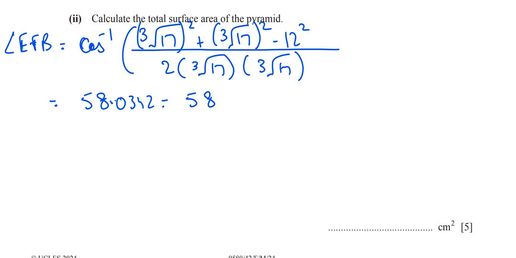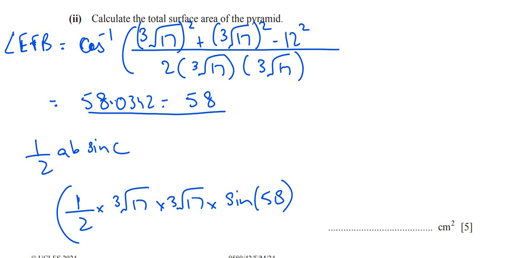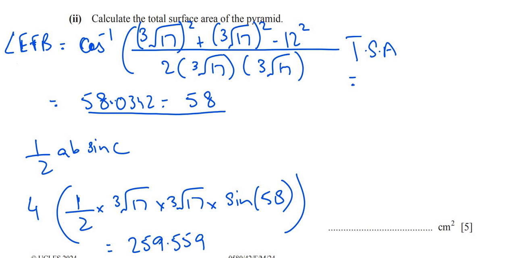Now you can apply the formula half ab sine C. So this will become half multiplied by 3 under root 17 multiplied by 3 under root 17 multiplied by sine how much? 58. This is the area of triangle. That's why I was trying to find this area. Okay, and whatever the answer is, you will multiply it with 4 because there are 4 sides. So this answer will become 259.559.